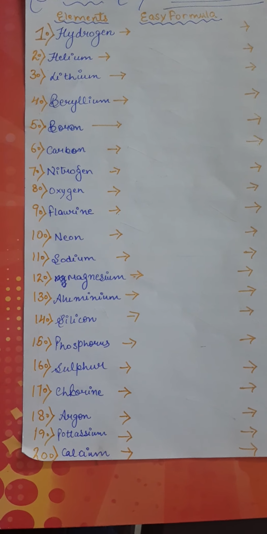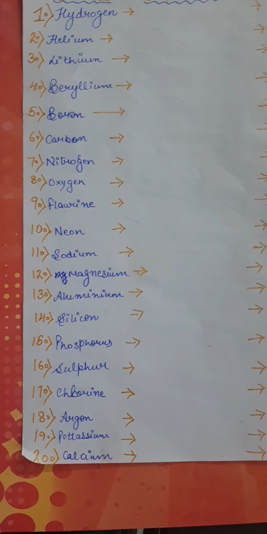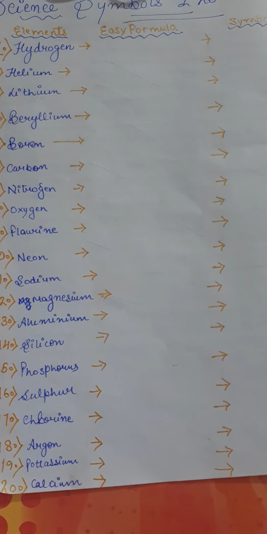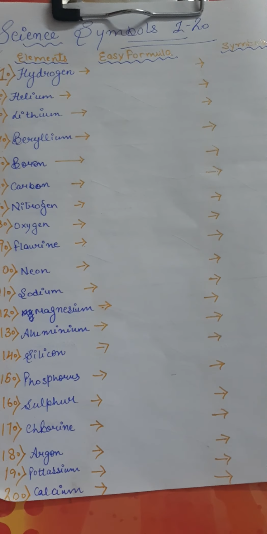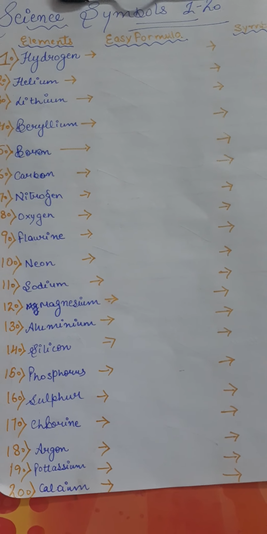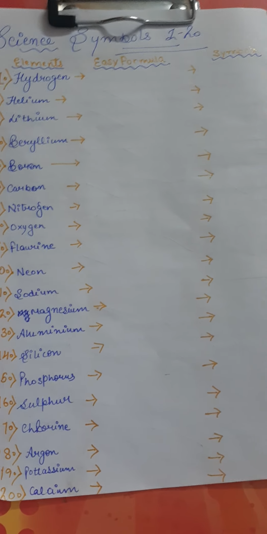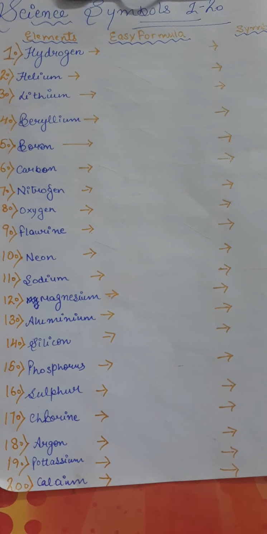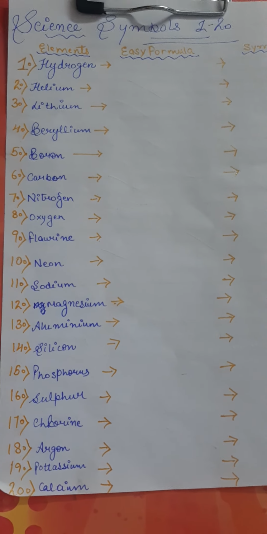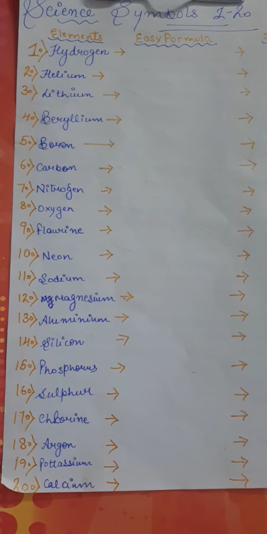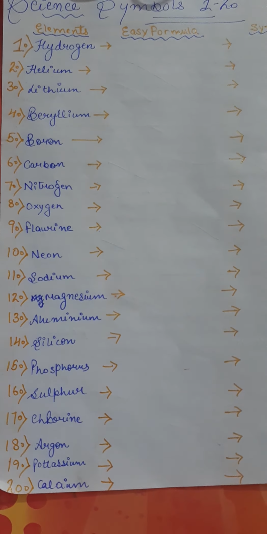A substance made up of only one kind of atom that cannot be broken into similar substances is known as an element. The smallest particle of the element is an atom.